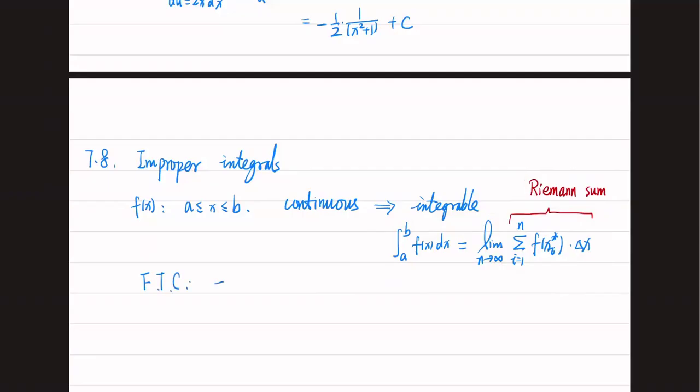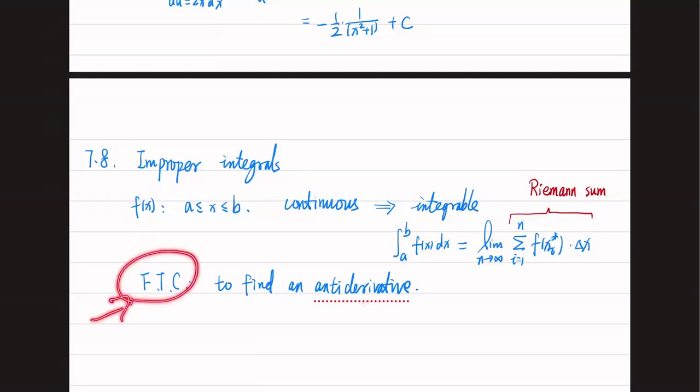Reduce this to the antiderivative. It connects the two operations, derivative and integral, with the fundamental theorem. We don't have to find the limit anymore if we can find the antiderivative.